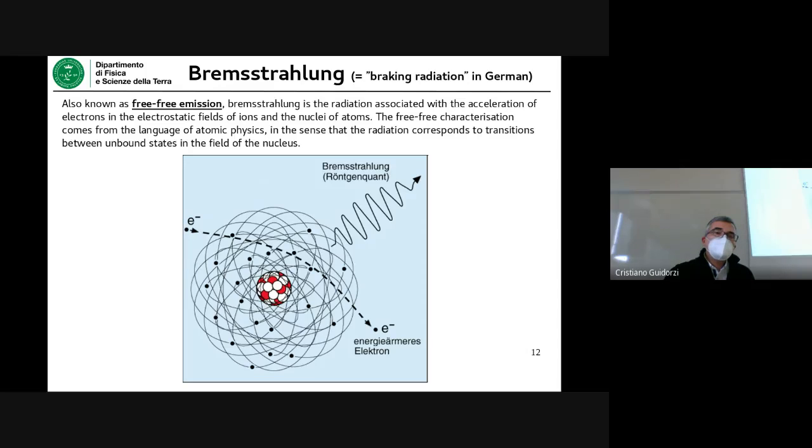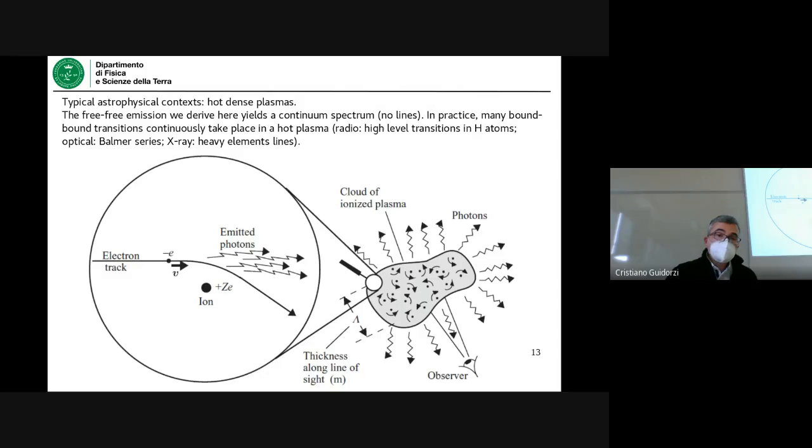Our goal now is to find out the total amount of energy emitted, depending on the different quantities that we will see, but also the spectrum. So how energy depends on frequency. In particular, what's the typical astrophysical context for this kind of emission? Well, if you need free electrons and ions, of course, you need a plasma, and particularly a relatively hot plasma. Otherwise, there are no ionized atoms. And we will see in a moment that the more dense the plasma, the higher the contribution of Bremsstrahlung.